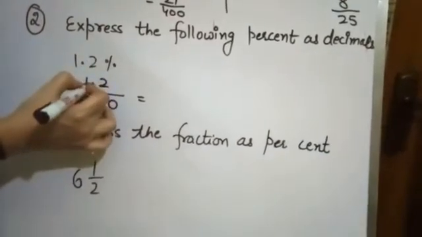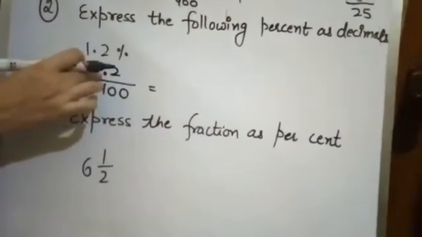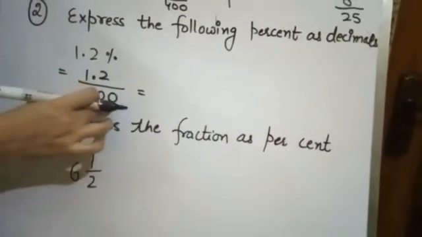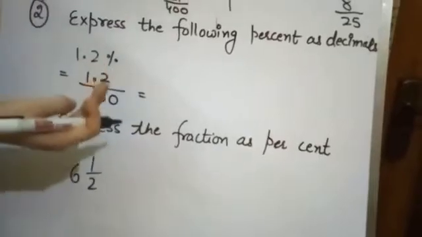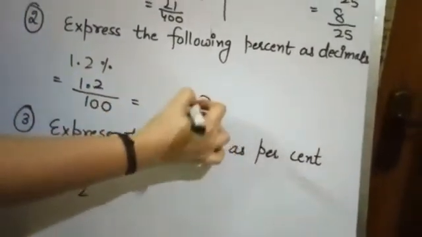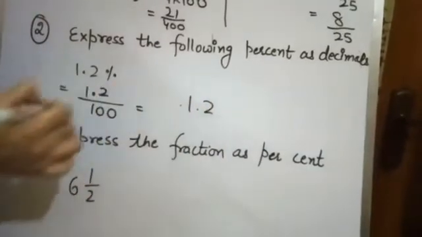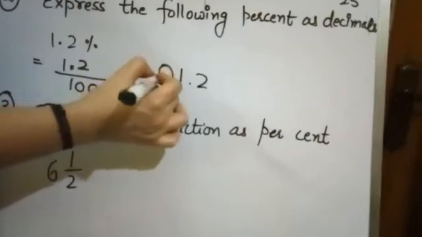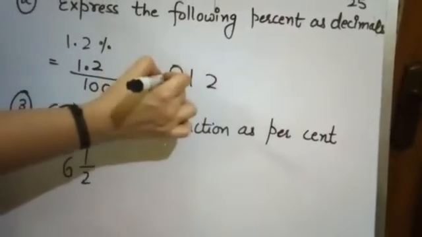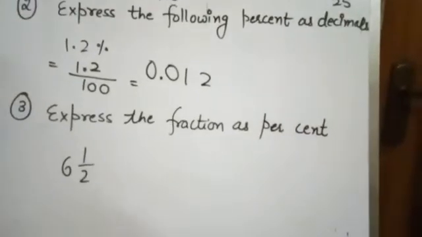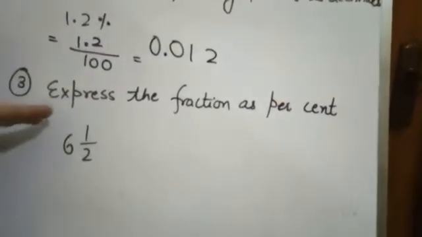Look at the position of the decimal. It is here. Count the number of zeros in the denominator: 2. So the decimal will shift 2 places from right to left. For one place we have the digit 1, and for the second place we are going to place 0. So this decimal will shift here, and your answer is 0.012. Clear?